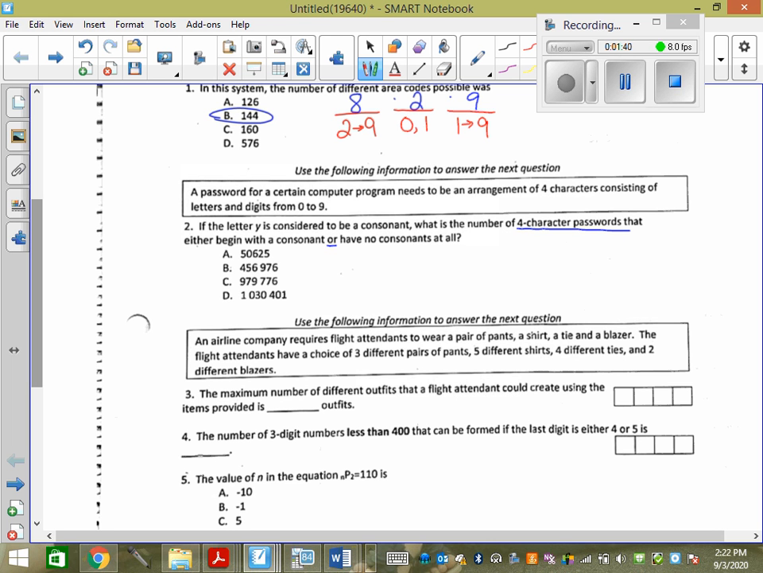So we have 4-character passwords. 1, 2, 3, 4. They either begin with a consonant, that's it, or, what do I do when I say or? Add, because it's a case, or they have no consonant at all. So they can't have consonants. Okay? I'll start with the restrictions first. So it has to be a consonant. How many consonants are there? Right on. And then our next 3 blanks have no restrictions, so they could be 36, then 36, then 36, right? It could be a consonant, vowel, or a number.